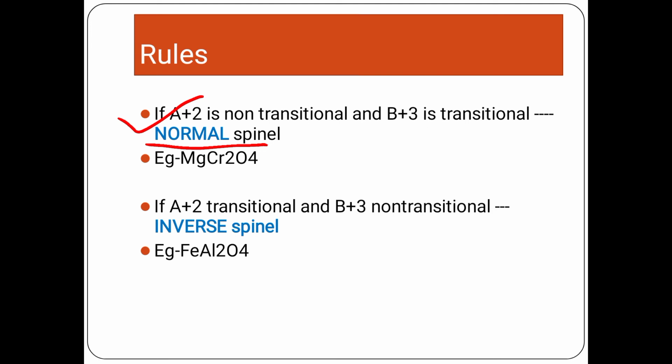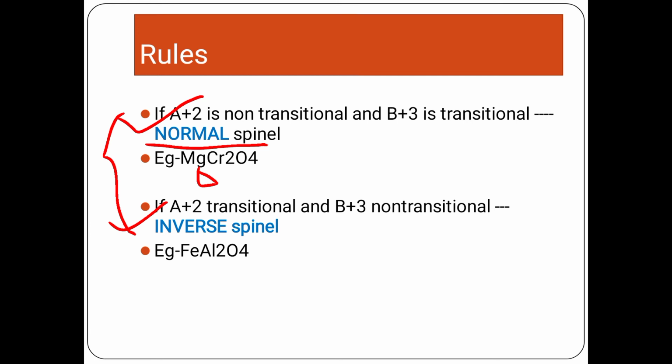Fine. So you can see here, this is your non-transitional magnesium and Cr2O4 is your transitional. Okay. Next, coming to your last rule, it's the reverse of this rule. So you actually don't need to remember both the rules. You can remember any one. Suppose I remember the first one. If A plus 2 is non-transitional and B plus 3 is transitional, I call it normal spinel structure. Then the second part is the reverse. A plus 2 is transitional and B plus 3 is non-transitional. It is inverse spinel structure.